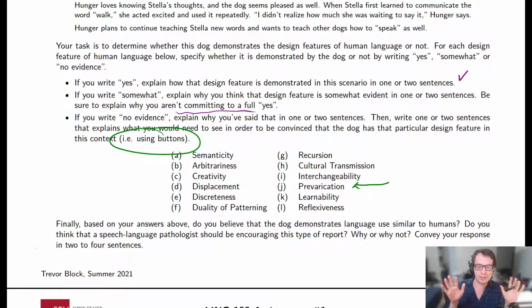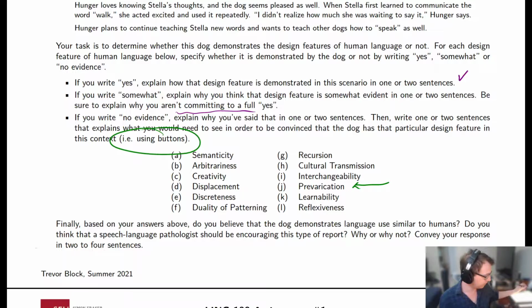I don't want general. I don't want you to say something like, oh, in order for it to have interchangeability, it needs to talk with another dog. No, you need to be specific. You need to talk about it using the buttons because that's what this dog is claiming, or that's what the people are claiming this dog can do. It can talk using buttons, so make sure you explain the properties using the buttons.